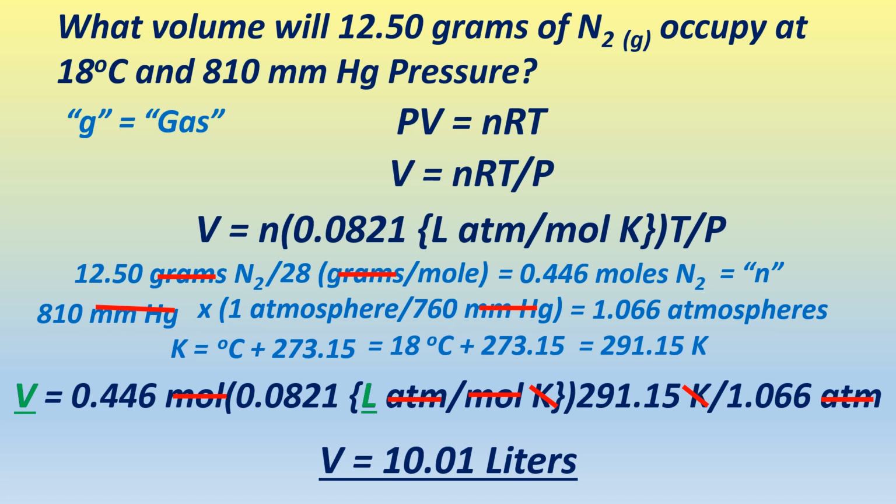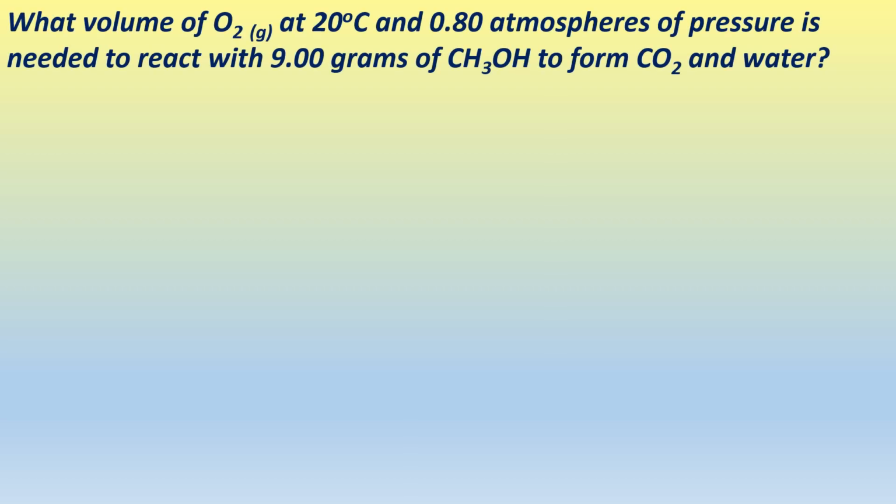These relationships can be expanded to looking at a reaction. For example, what volume of oxygen gas at 20 degrees C and 0.8 atmospheres of pressure is needed to react with 9 grams of methanol, CH3OH, to form CO2 and water?